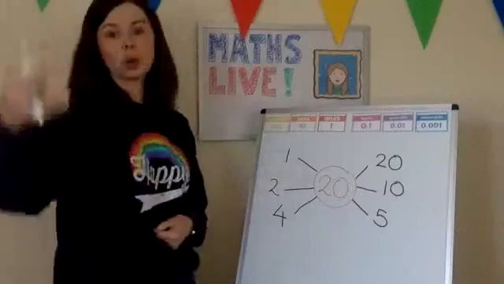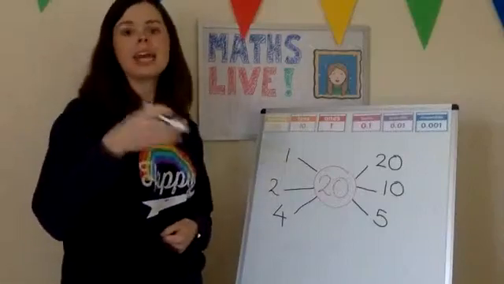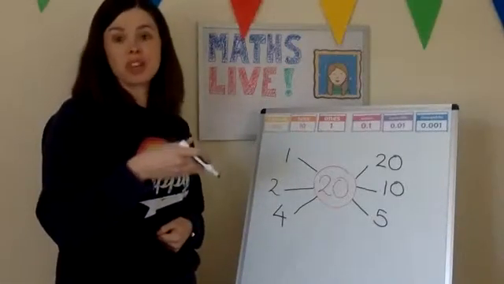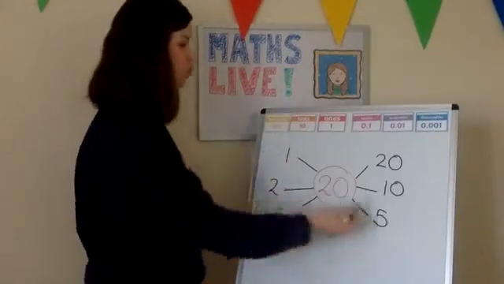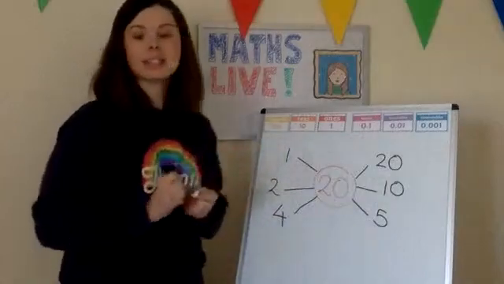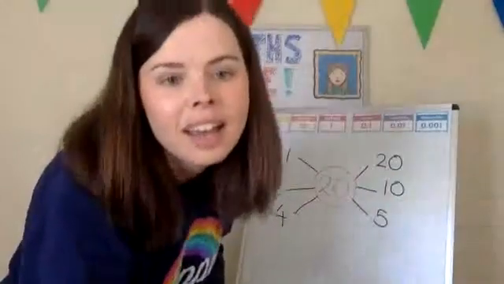It already jumps. So, for example, 13, the next number in the 13 times table is 26, so it knows it goes too far. So we've got 1, 2, 4, 5, 20, and 10. So well done if you got that right.